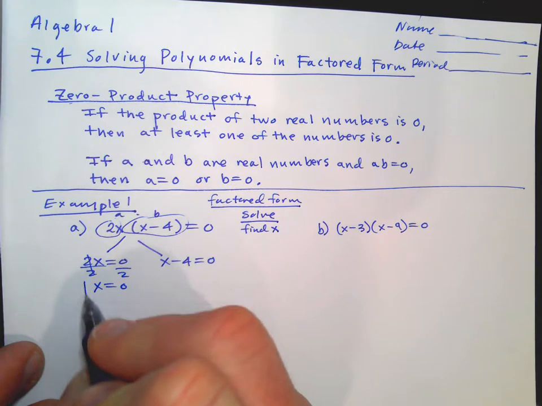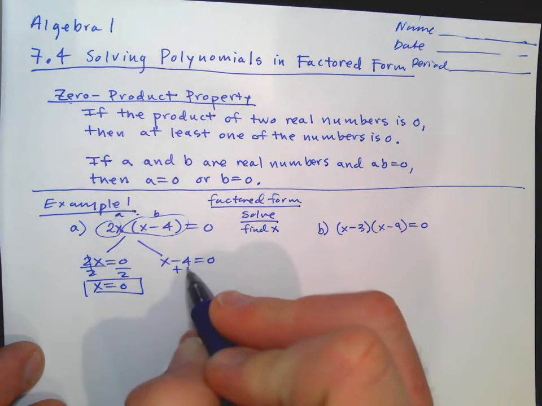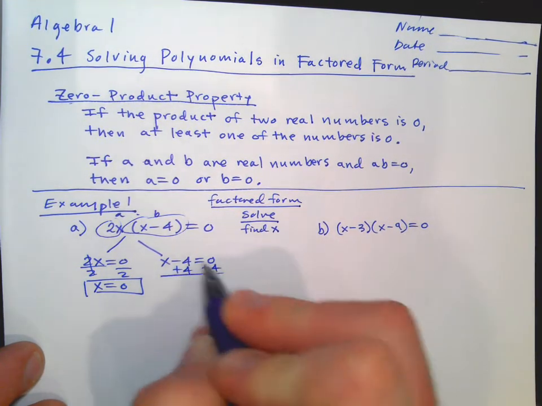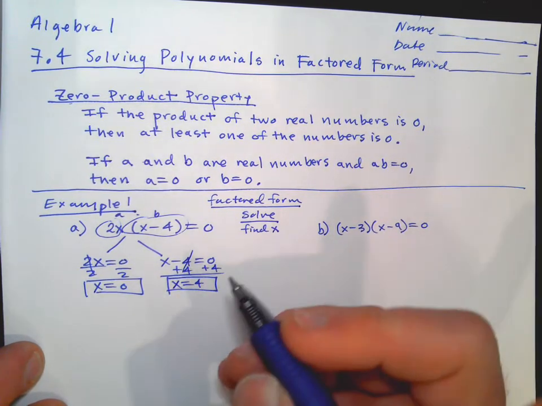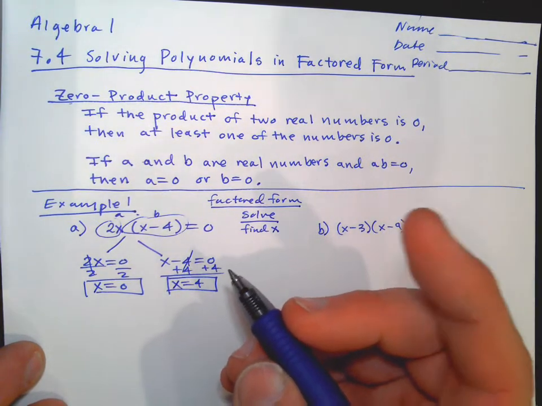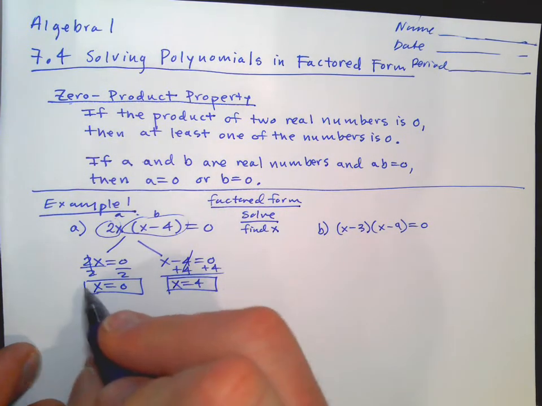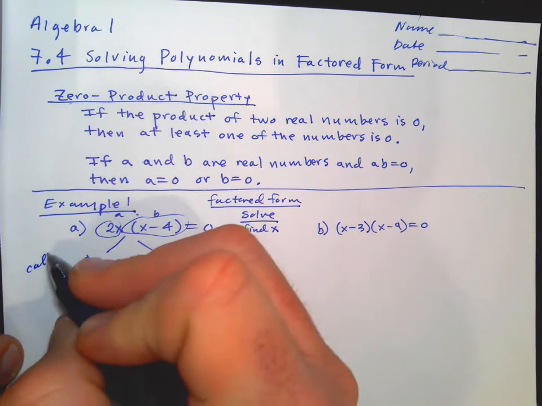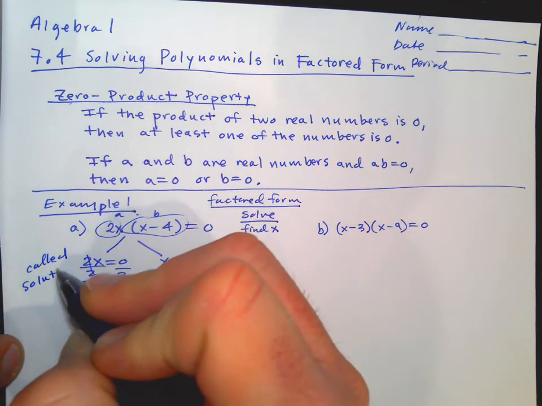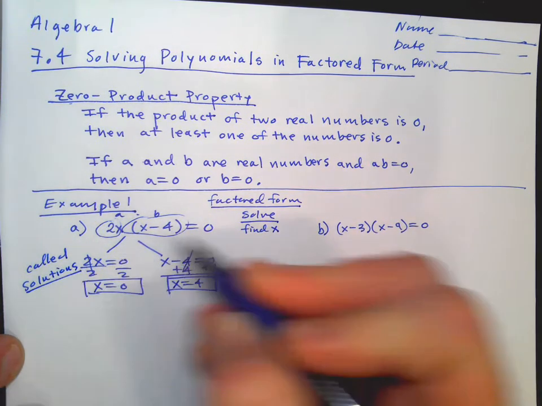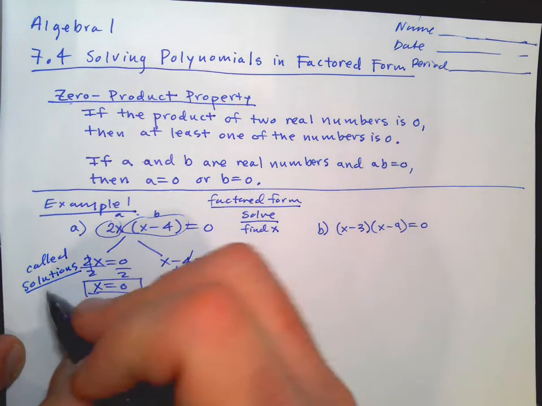So x = 0 is an answer. And this one we add 4 to both sides to get rid of the minus 4. And x = 4 is an answer. There's two answers. You need to find both of them. Okay? These answers are sometimes called solutions, because you got them from solving an equation. Sometimes they're called roots.